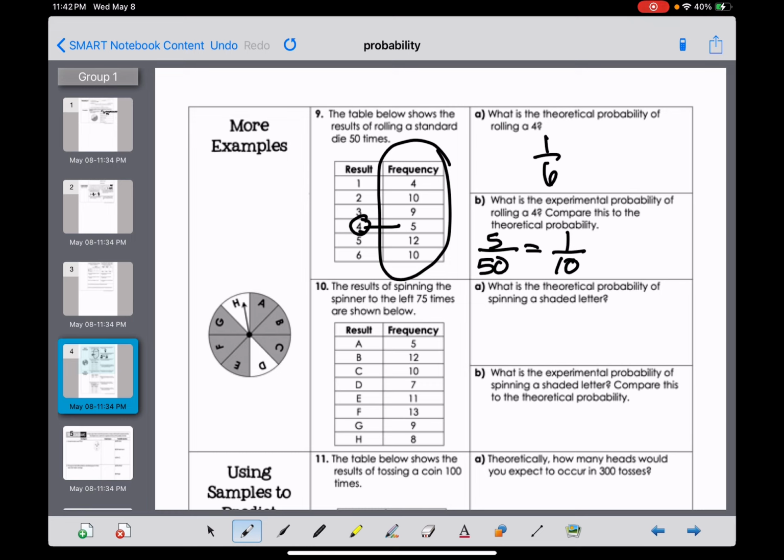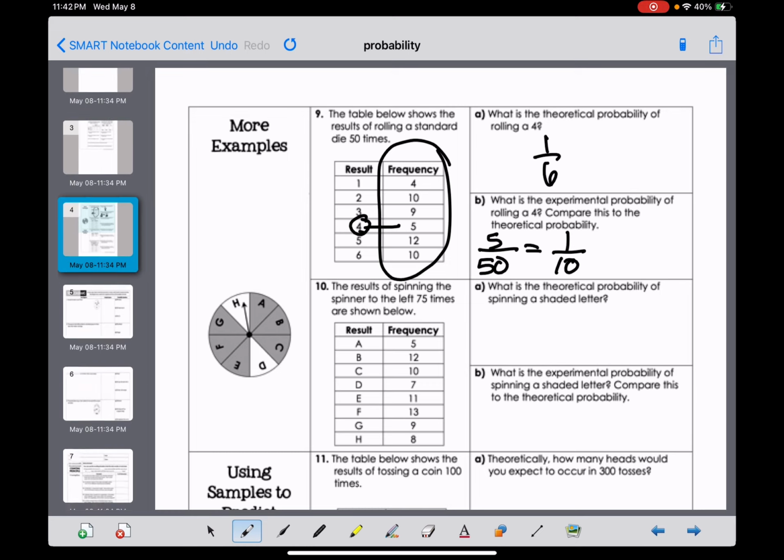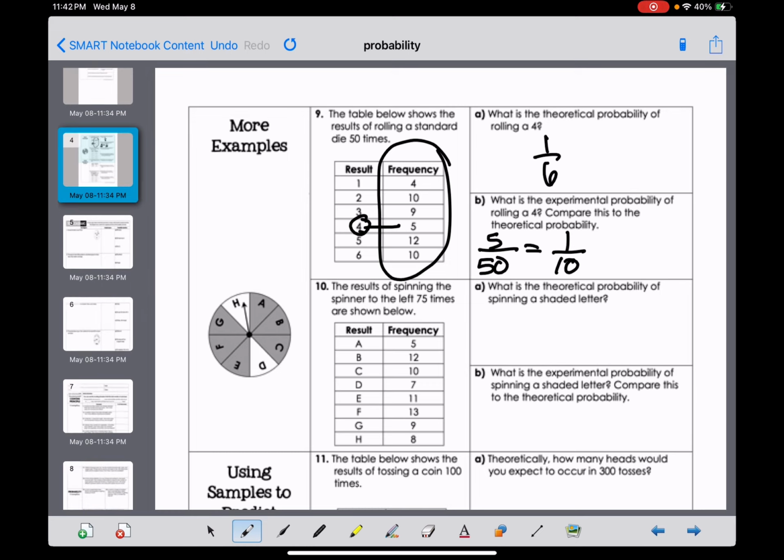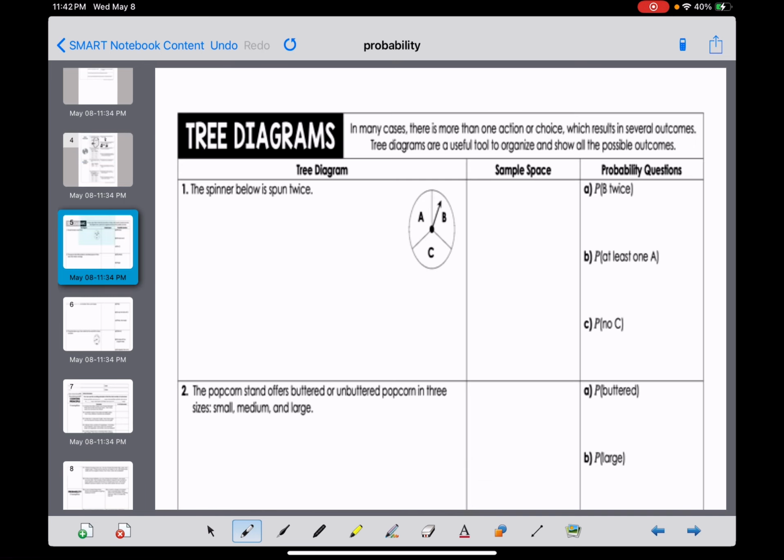But I know a lot of the ones you might see are more along the lines of compound probabilities. So let's take a quick review of tree diagrams. I know we've done some problems that involve this, so let's go ahead and look.